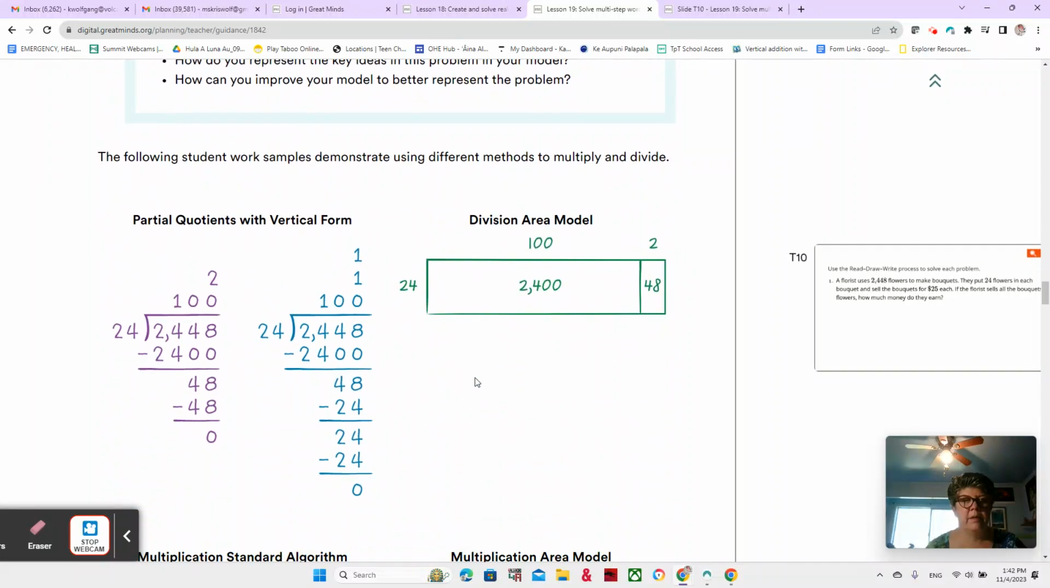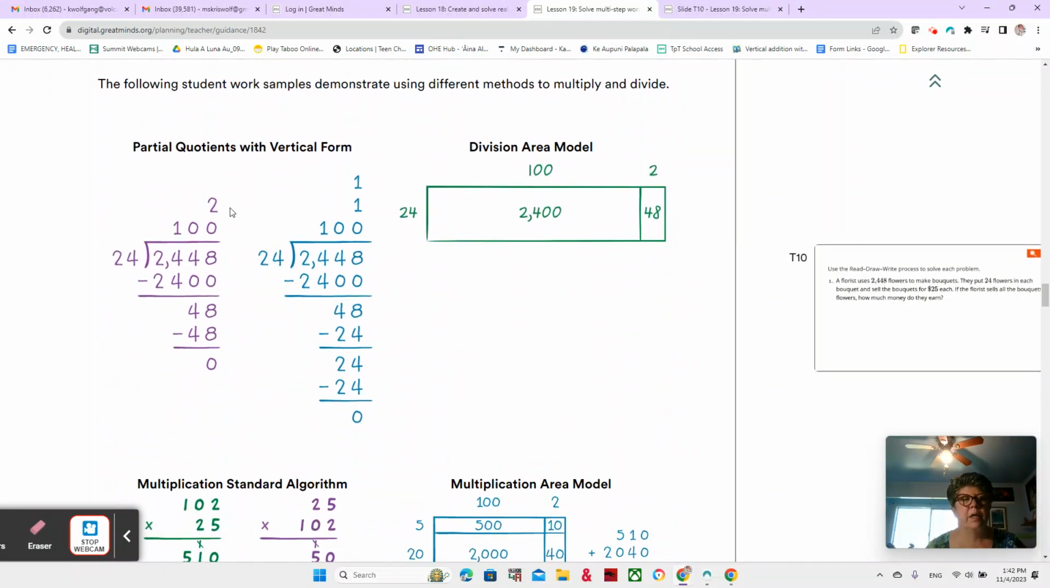102 times 25. And then 2,448 divided by 24. Here's what we did, right? Another way would be to do 24 twice, right? And here's a division area model. So 24 times 100 is 2,400 with the 48 left over. And then here's your answer on the top.